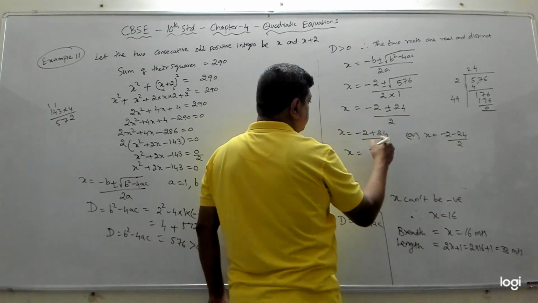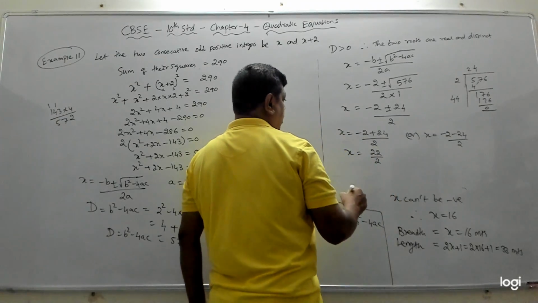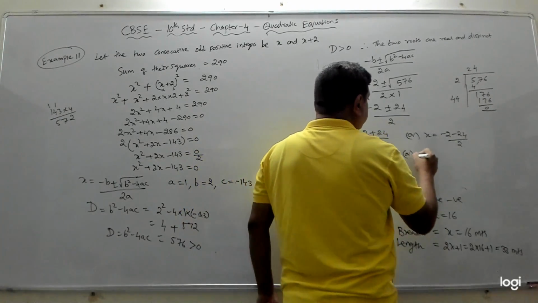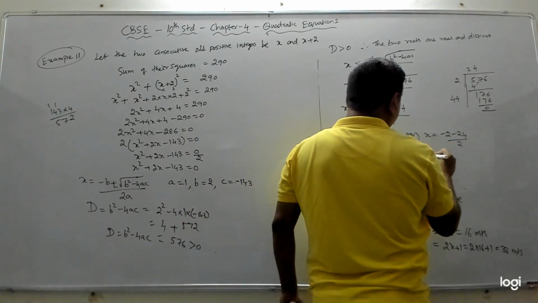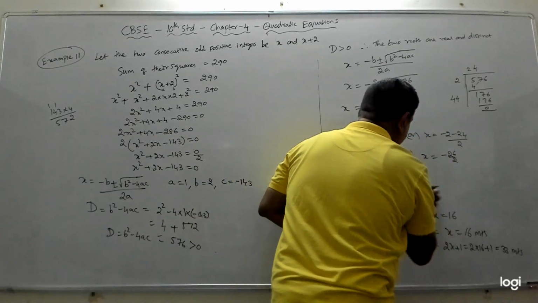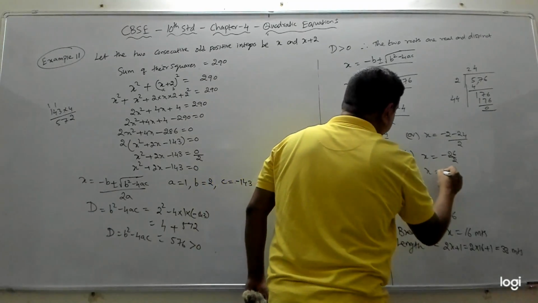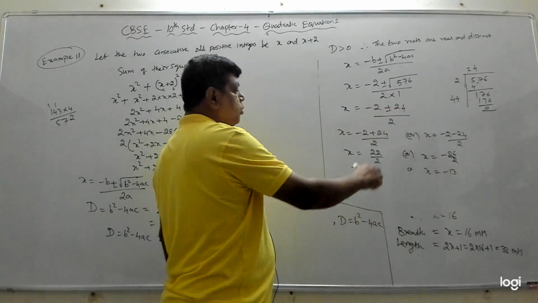So x here becomes 24 minus 2, which is 22 by 2, or x is equal to minus 26 by 2. So you get x is equal to 11 or x is equal to minus 13. 26 by 2 is minus 13.